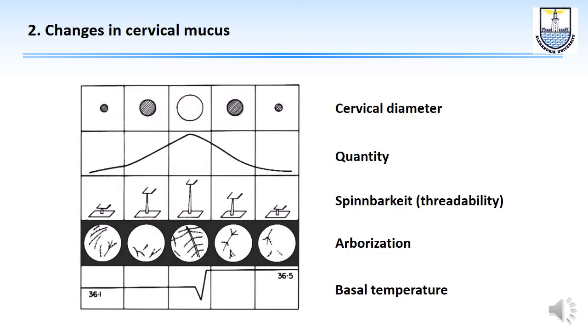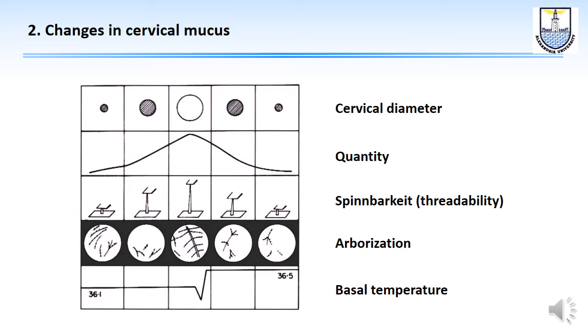The second group of changes happen in the cervical mucus, in the cervix actually, as we can see here. According to the cycle, at the beginning of the cycle, the cervix diameter is small, cervical os is small, starts to increase, maximum around the time of ovulation. The quantity of mucus, of course, increases again, reaches the maximum around the time of ovulation, and then diminishes.